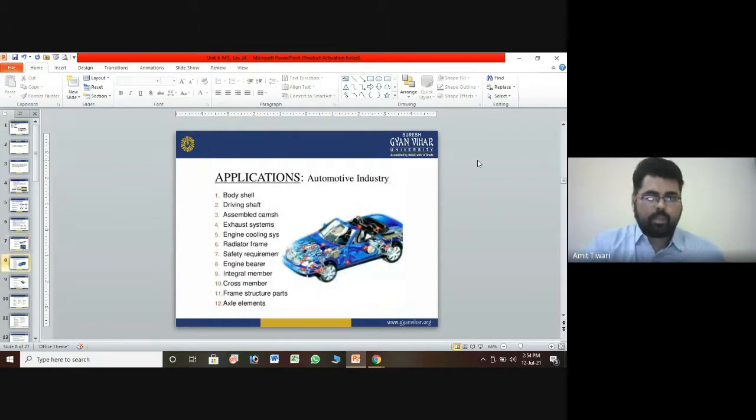Now the applications: there are very many applications in the automobile industry. You can see here the body shell, driving shaft, assembled cam, exhaust system, engine cooling system, radiator frame, safety requirement, engine bearer, integral member, cross member, frame structure part, and the axle element. These are all applications in the automobile industry. You can fabricate all these parts with the help of tube hydroforming or sheet hydroforming in the automobile industry. There are various types of applications available at this time.